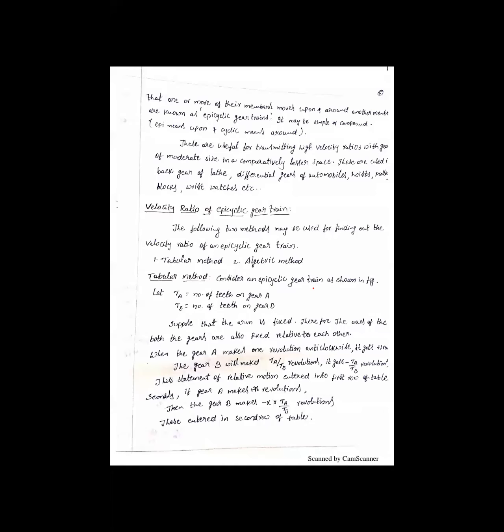So now let us see the tabular column method. Before starting the tabular column method, let us take the notations. Those are TA and TB, the number of teeth on gear A and gear B. Similarly, NA and NB are the speeds of the gear wheels A and B. Now all of you observe our tabular column.